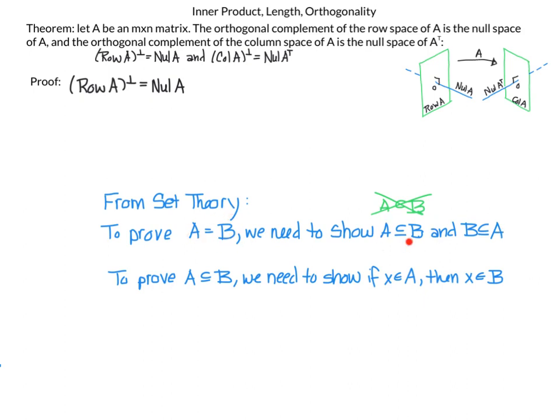Now, to prove that A is a subset of B, what we need to show is that if X is an element of A, then X must be an element of B, and that's enough to show that A is contained in B.